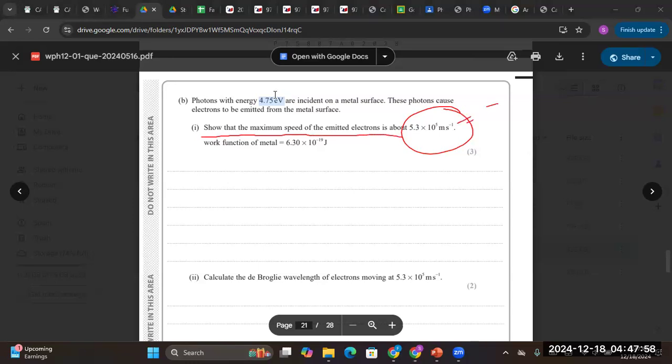Okay, so give it another try and see if you get the same answer, because your methodology, the formulas you're using, are completely correct. So this is where I think you might be going wrong. So give it another try and see if you get this answer.